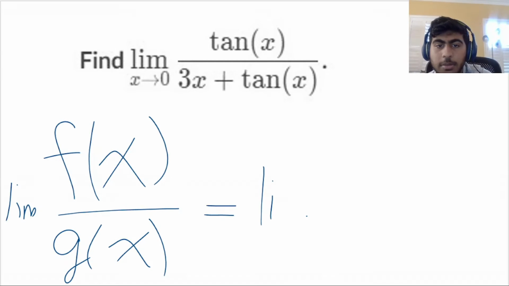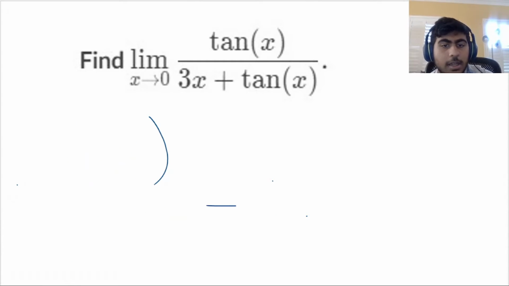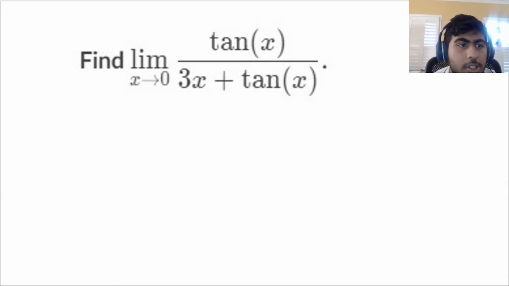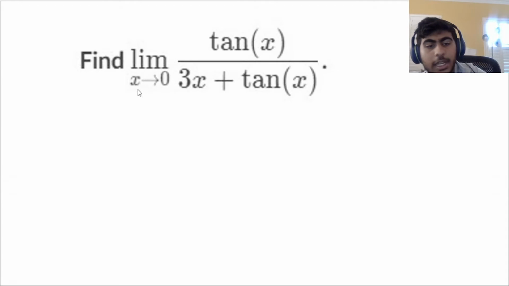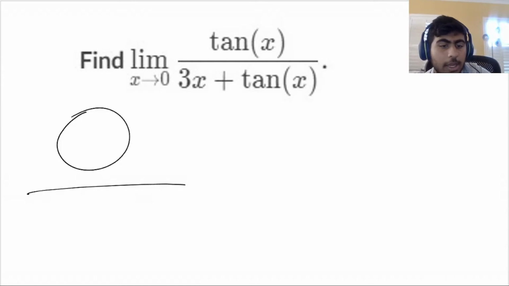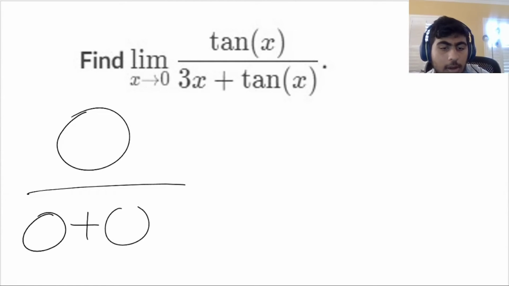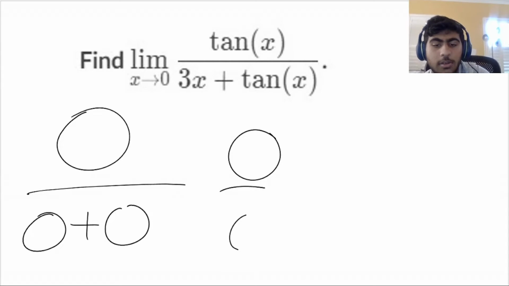So in the problem, we're asked to find the limit as x approaches 0 of tangent of x over 3x plus tan x. Now we plug in this 0 right here, and we get tan 0 as 0 over 3 times 0 plus 0. It's going to give us a 0 over 0 form.